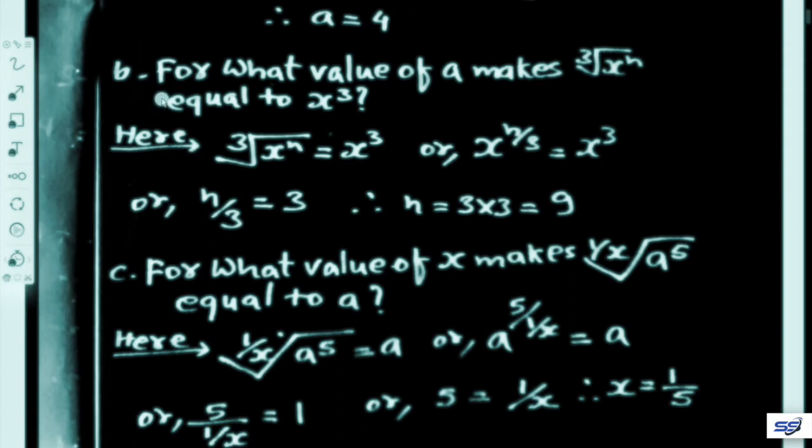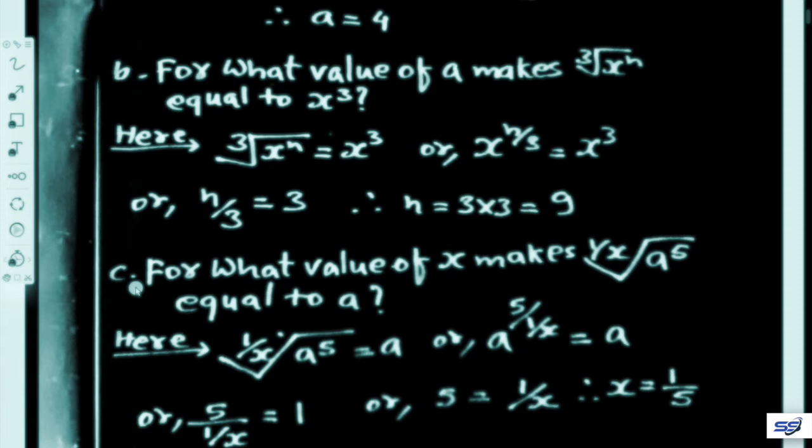For part B, given: for what value of n does the cube root of x to the power n equal x cubed. Here again, 3 comes to the bottom of n, so x to the power n upon 3 equals x cubed. Now the base x is common, so we can simply write, as we did before, n upon 3 equals 3. Therefore 3 into 3 shall be multiplied, so n equals 3 into 3, which equals 9.